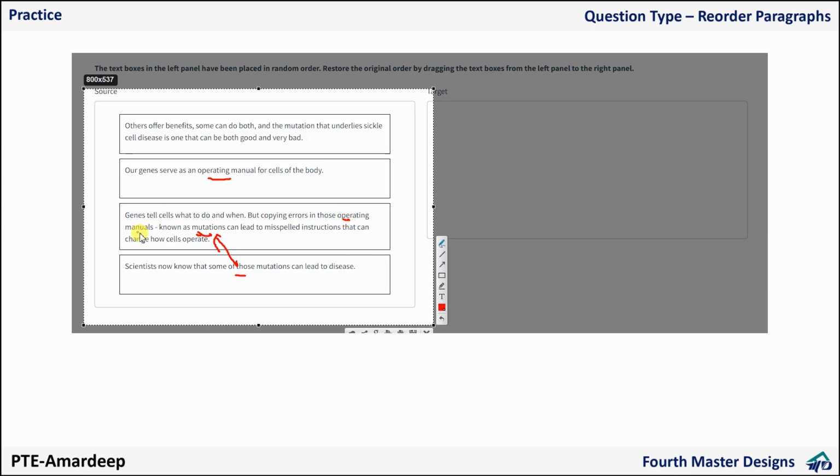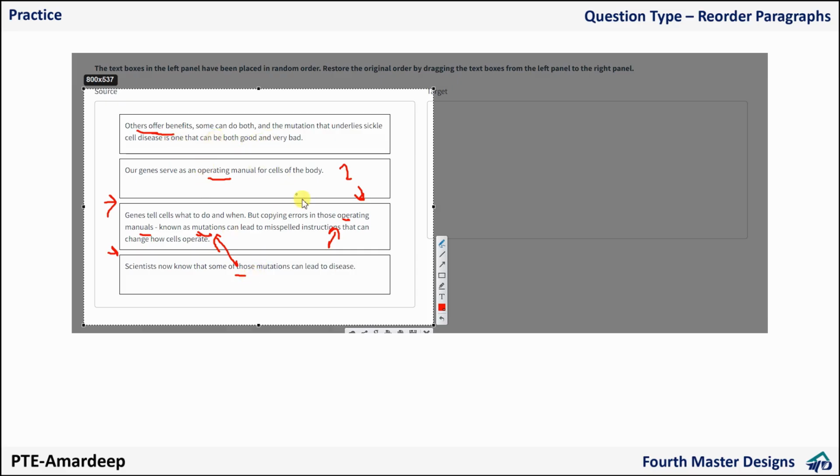Now here operating manual is being discussed, so I think it is going to be this one, after this one, and after this one. And now I am left with what? I am left with "others offer benefit." So this can't be my start, but let's read it. Sometimes it can come in between. "Others offer benefits, some can do both, and the mutation that underlines sickle cell disease is the one that can be good and bad."